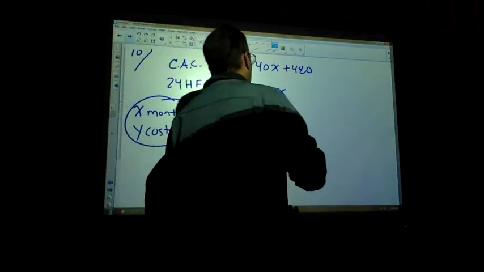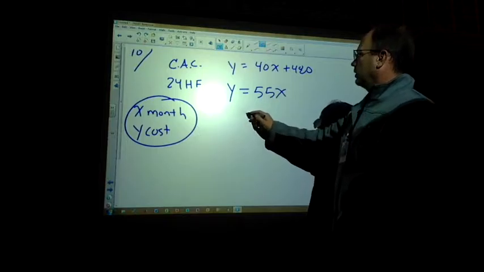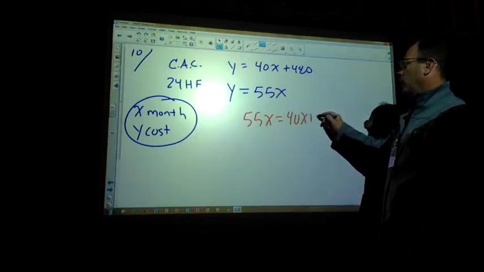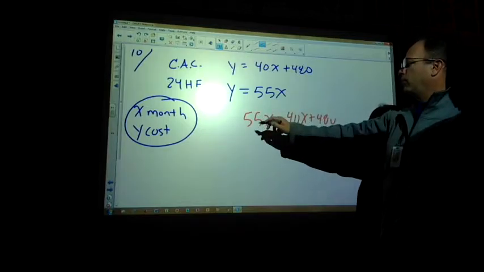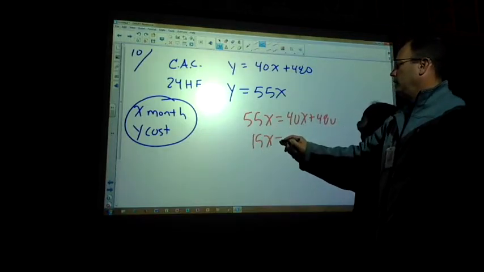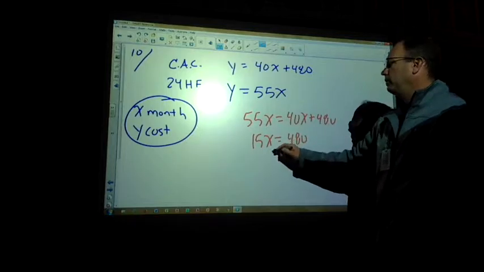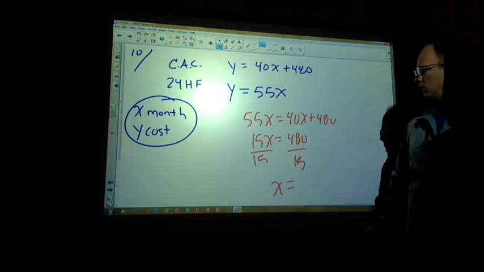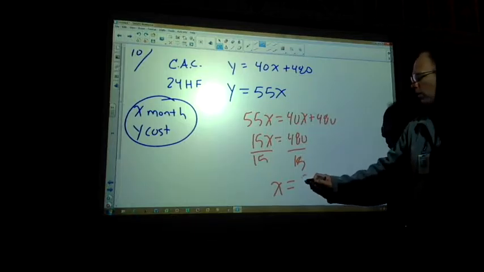If I set these two equal to each other, because they're already set up that way, I can go 55x equals 40x plus 480. Subtract 40, so I get 15x over here. I need your help, please. 480 divided by 15, please. 32.